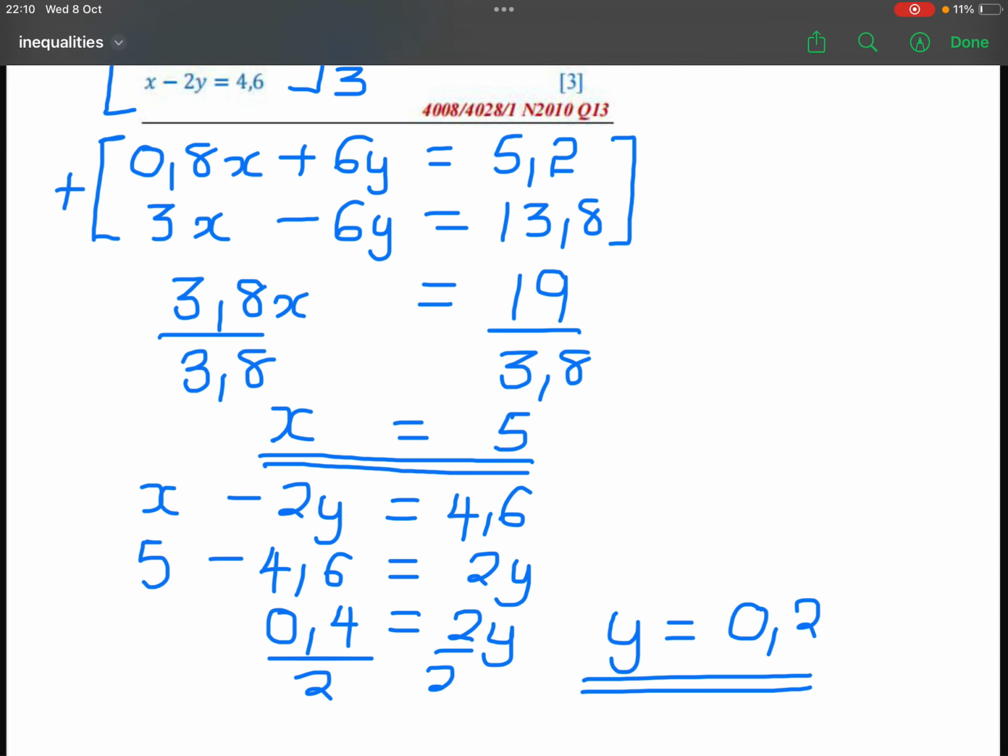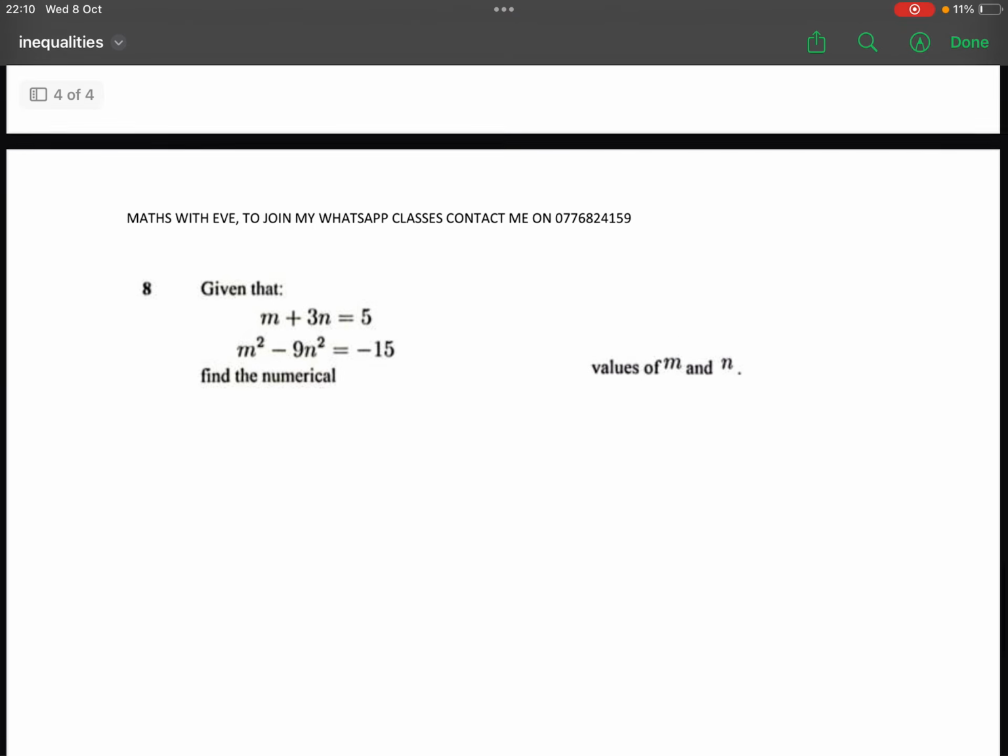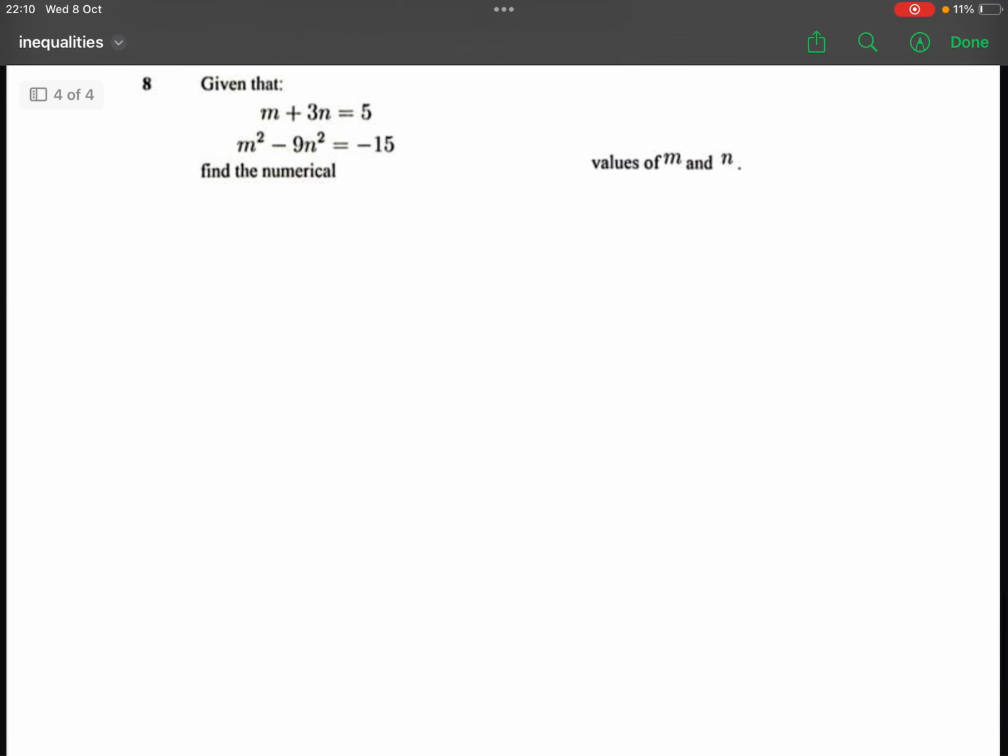We are now proceeding to the last example. This was in June 2023. So it was saying, given that m plus 3n is equal to 5 and m squared minus 9n squared is equal to minus 15, find the numerical values of m and n. So we need to solve the simultaneous equation.